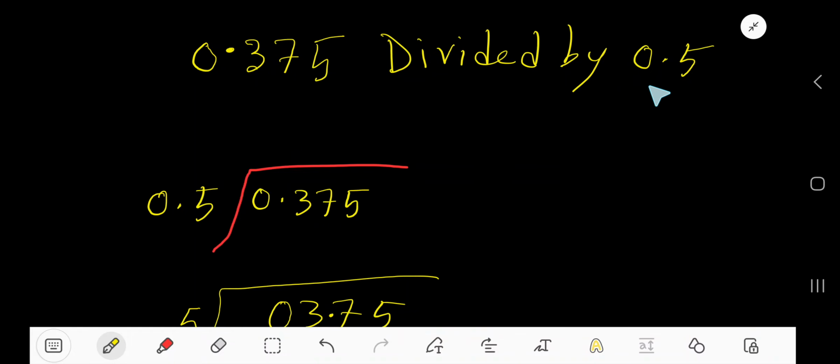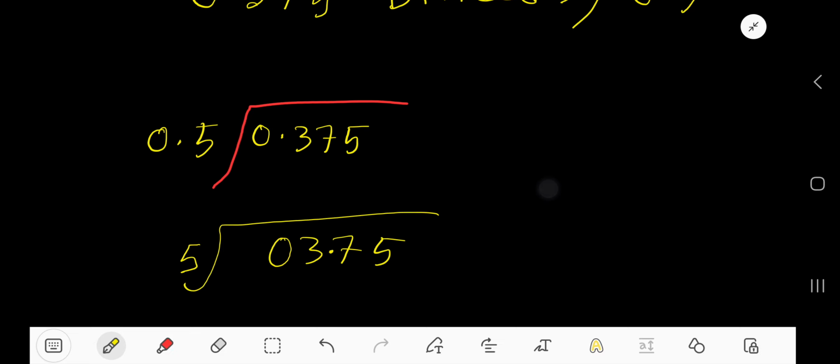0.375 divided by 0.5, right? That is how to divide a decimal number by another decimal number. We are going to do long division. Look, for long division, you need, this is the divisor, you need a whole number in the divisor.